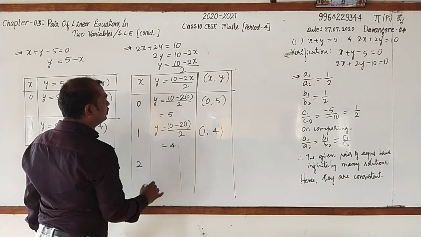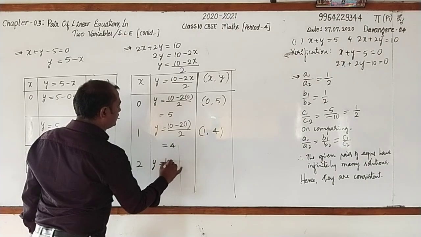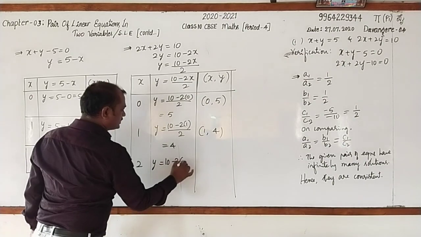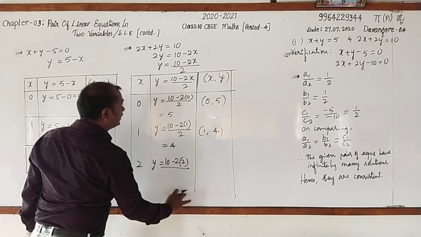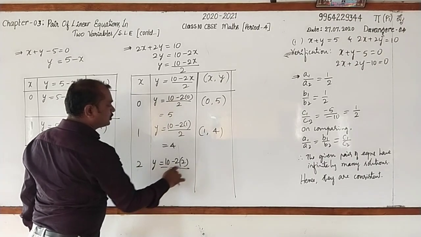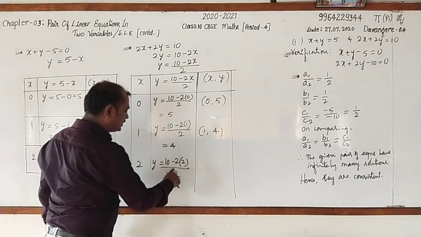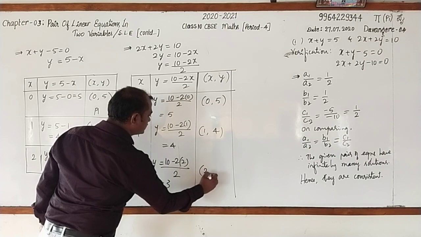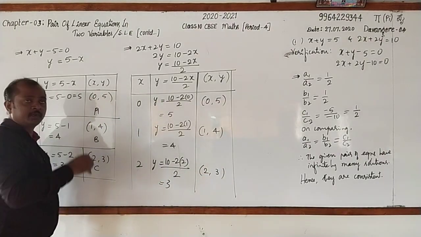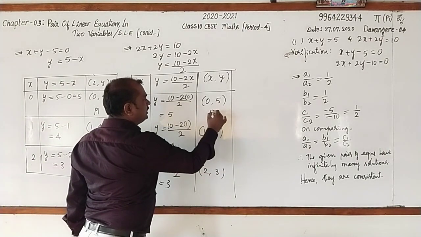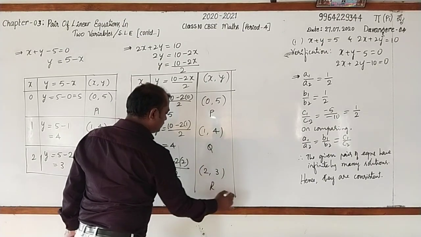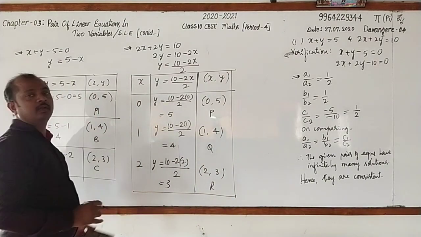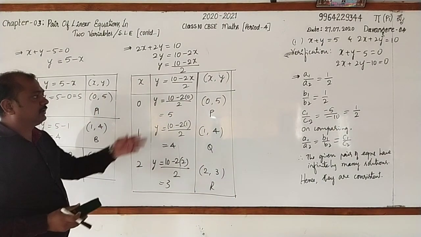I'll go for taking 2. y is equal to 10 minus 2 into, in place of x, we should write 2, divided by 2. What is 2 2s are 4. 10 minus 4, 6. 6 by 2, 3. This is 2 comma 3. And you may name these as P, Q and R. Now you should go for drawing the graph.